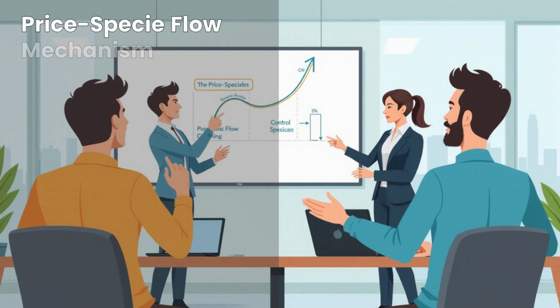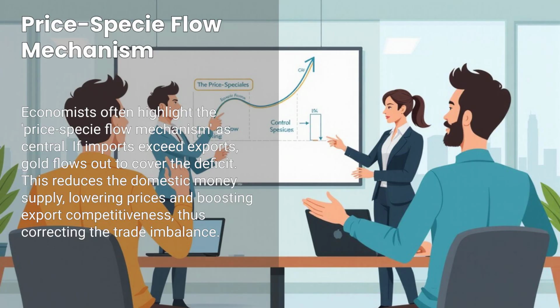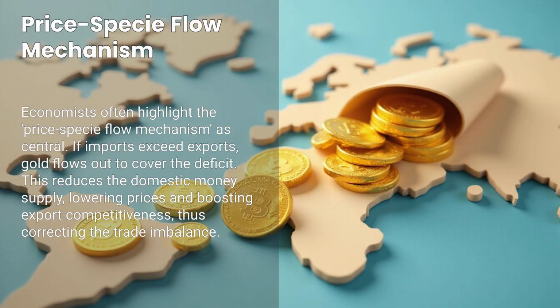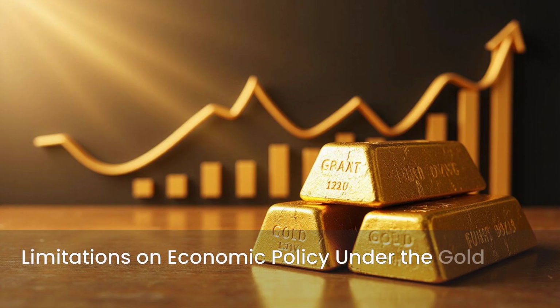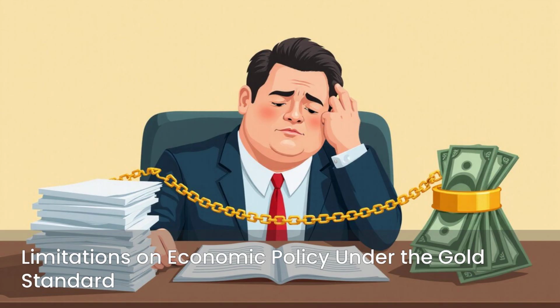Economists often point to the price-specie flow mechanism as a key feature of this period. If a country imported more than it exported, gold would flow out to pay for the deficit. This outflow would reduce the domestic money supply, leading to lower prices, making its exports more competitive and eventually correcting the trade imbalance. While offering stability, the gold standard also imposed significant limitations on economic policy.